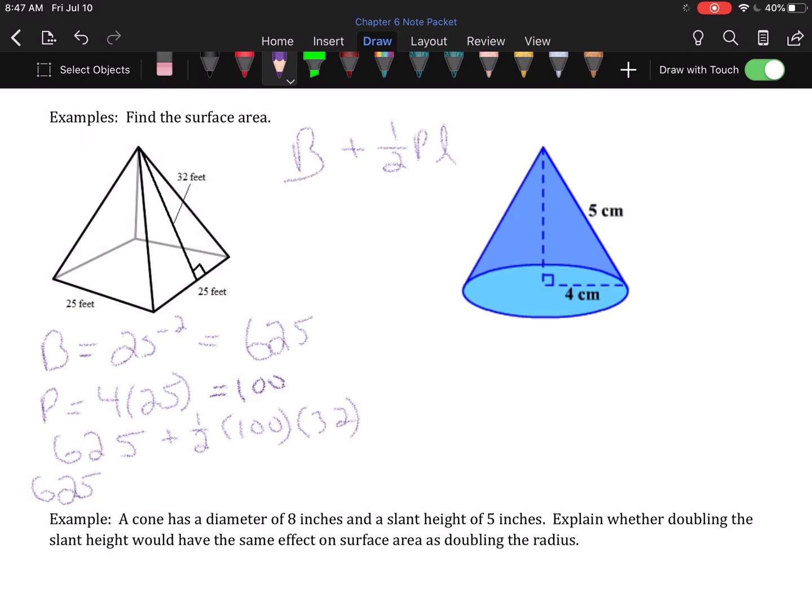And you can see what I meant when I said it was slanted. So now we've got 625 plus 1/2. Nope, sorry, we're going to multiply that out. Plus, so half of 32 is 16. 16 times 100 is 1600. And all I got to do is add these two up now. That's 2,225 square feet.